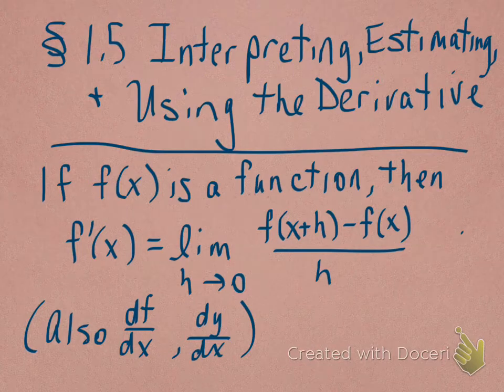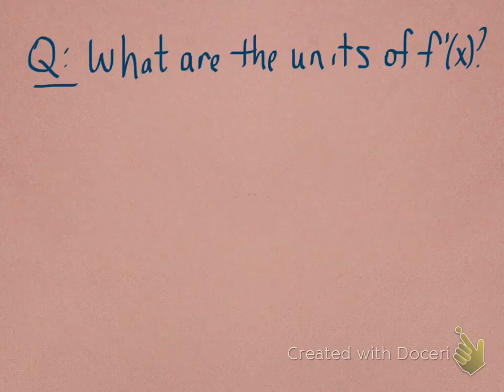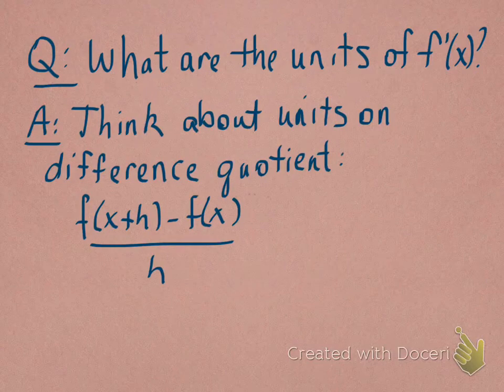So the question is, if I have units on a function f and on the variable x, what are the units on f prime of x? The way to figure this out is to think about where f prime of x comes from. Namely, it comes from the difference quotient when I take the limit as h goes to 0.